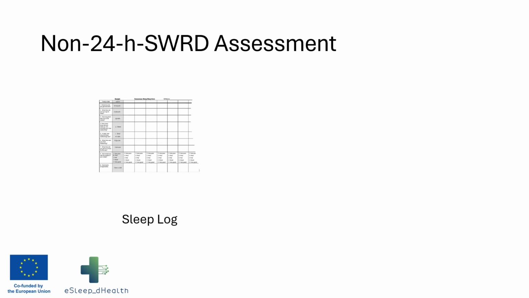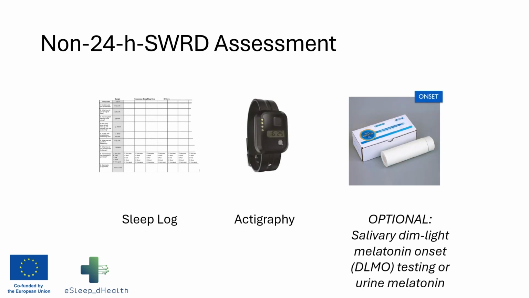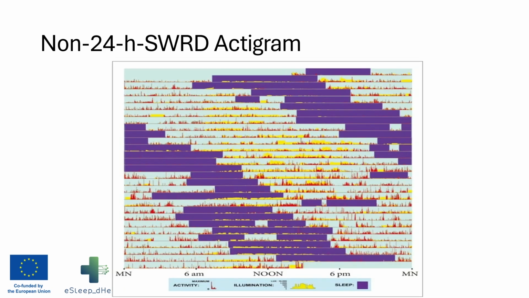In terms of assessment, we use sleep logs as usual, and actigraphy. It's also optional, but dim light melatonin onset testing may be done, either with saliva or urine. And this really just establishes whether their sleep-wake rhythms are truly following those natural shifts. This is what it would look like on an actigram. The sleep-wake pattern is moving progressively later and later every day, eventually alternating between sleeping during the night and sleeping during the day.